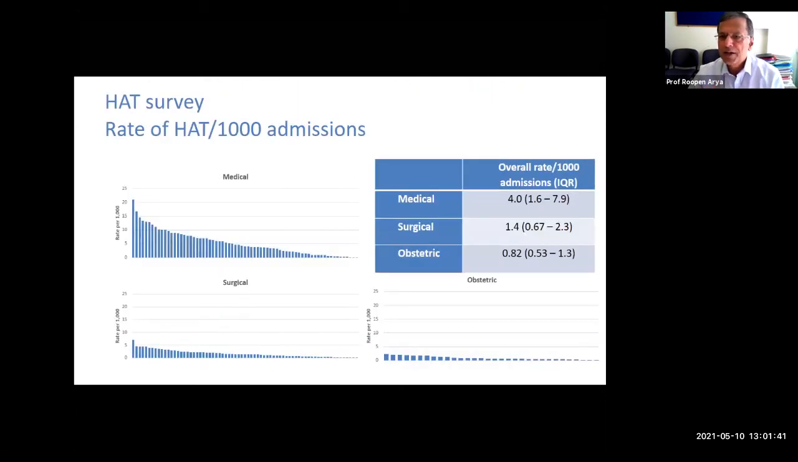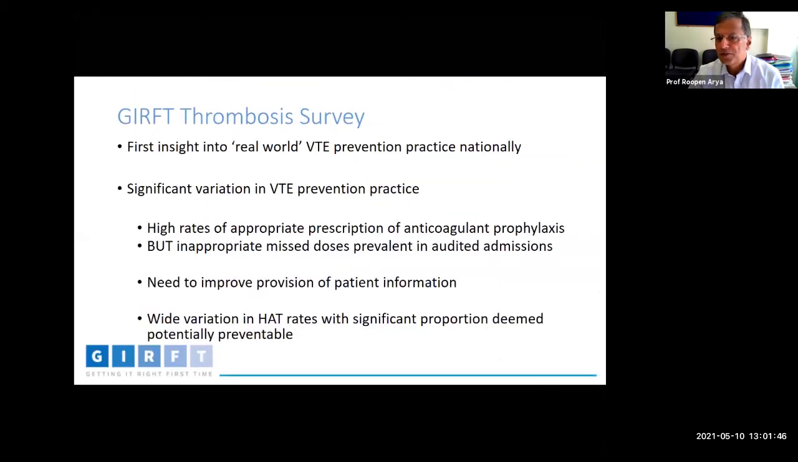So in summary, the Gulf Thrombosis Survey, the results of which will shortly be published, provides the first insight into real-world VT prevention practice. And I think this is an area in which we have led the way globally in standardizing VT prevention, but a significant variation in VT prevention practice still prevails.